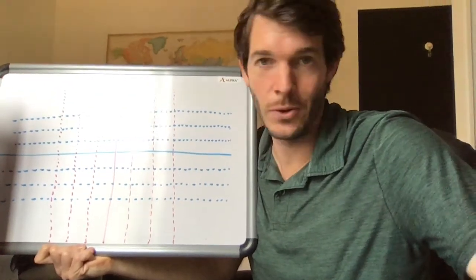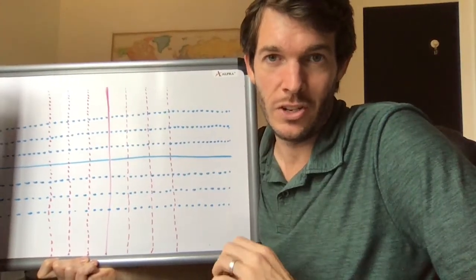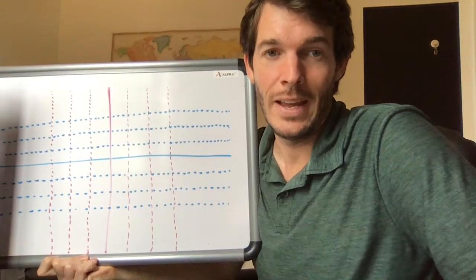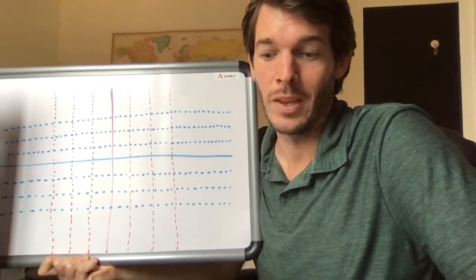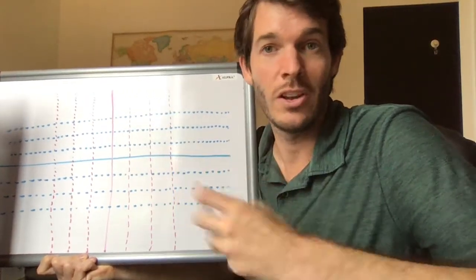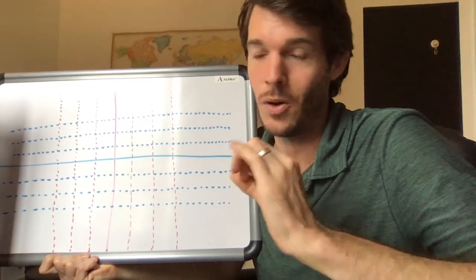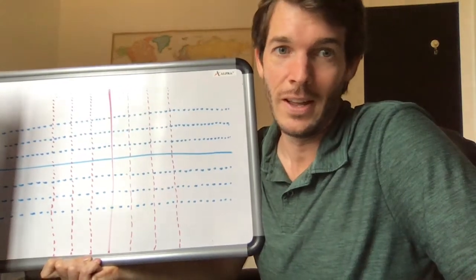Today we're going to do a little lesson on finding the absolute location of a place. Location is one of the 5 themes of geography, and absolute location is one of the aspects of finding the actual location of a place on a map.